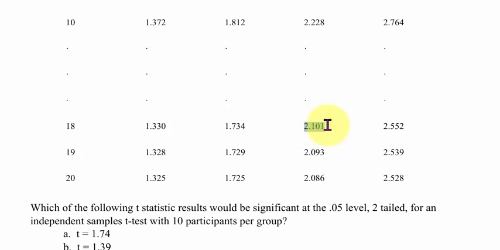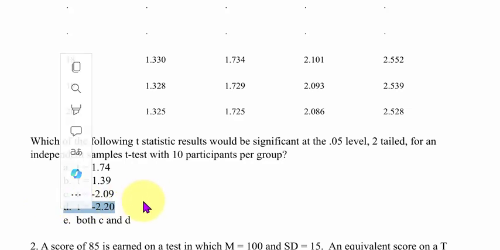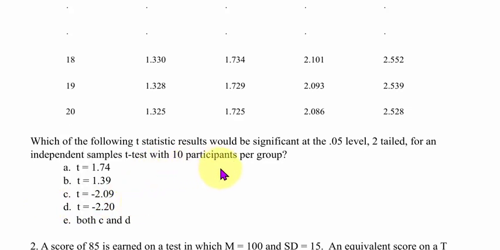So only those t-statistics that are greater than 2.101 are considered significant. And it could be positive or negative. It doesn't really matter. We take the absolute value of this. So it looks like the only answer here that's true is D. D is the only one that is significant at this level.